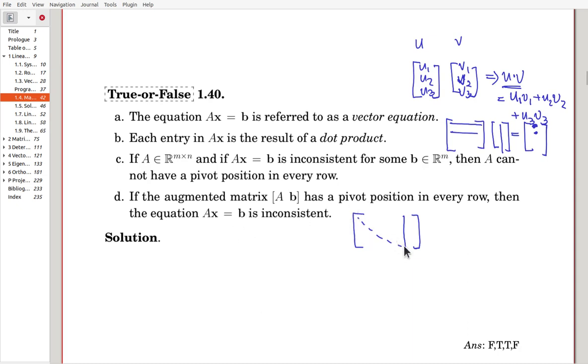But once a pivot position appears in the last column, for example, here the last pivot position is here, then in this case 0 equals a non-zero number, so it is inconsistent. So only some part of the cases is true, so the statement is not true, it is false. Okay, this is the end of the section. Thank you.